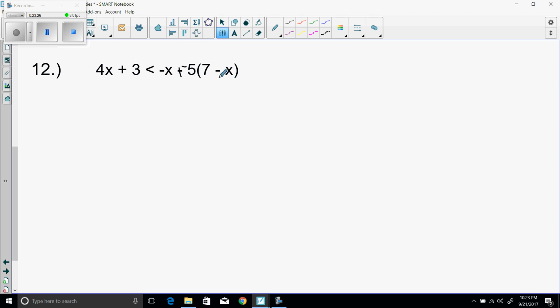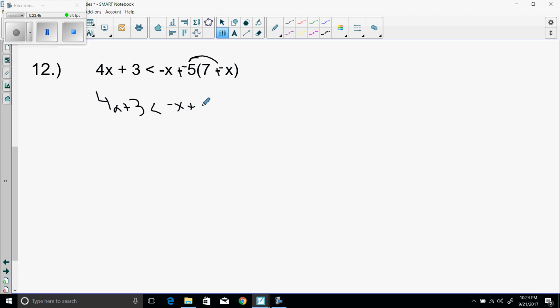First thing I'm going to do here is add the opposite along the way to make sure that I keep track of my signs. All right, so I have to simplify everything before I start solving. So I have to simplify these parentheses, which leaves me with 4x plus 3 is less than negative x. Nothing happens with that yet.